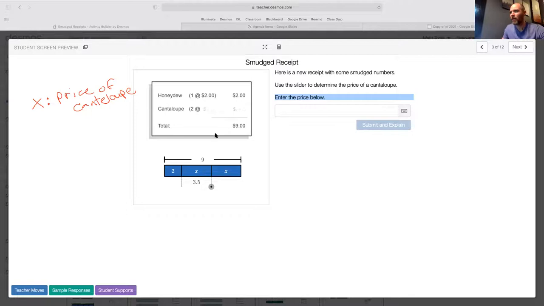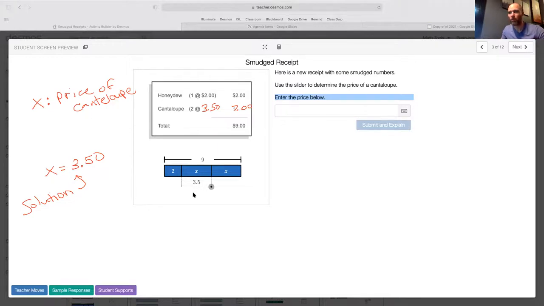Okay, so it looks like based on this, the price of each cantaloupe is gonna be $3.50. And so 2 times $3.50 would be 7. If you add the $2 from the honeydew and the $7 from the cantaloupe, you get the $9 total. So it sounds like we have found a correct solution for this equation. We would say that X equals $3.50. This is called a solution. When you're talking about solving an equation or finding a solution, those two things mean the same thing. What you're saying is you want to find the number that when you put it in for X, it makes the equation true, right?